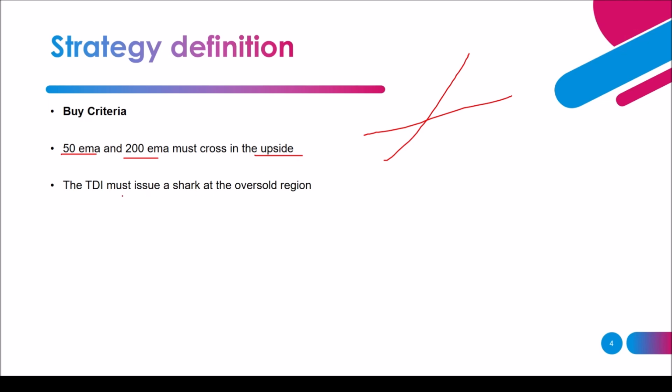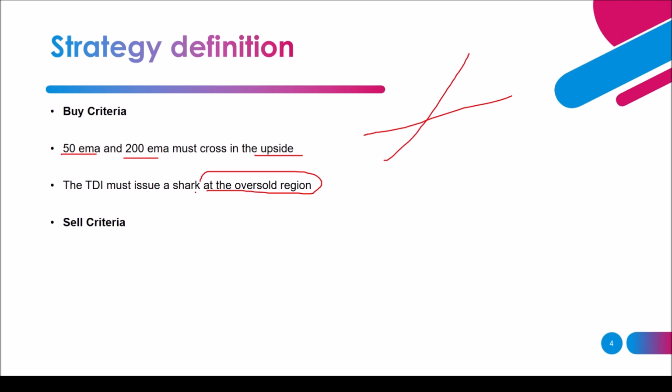Then the TDI must issue a shark fin at the oversold region. So I'll show you this on real markets, where we refer to the shark fin and where we refer to the oversold region.